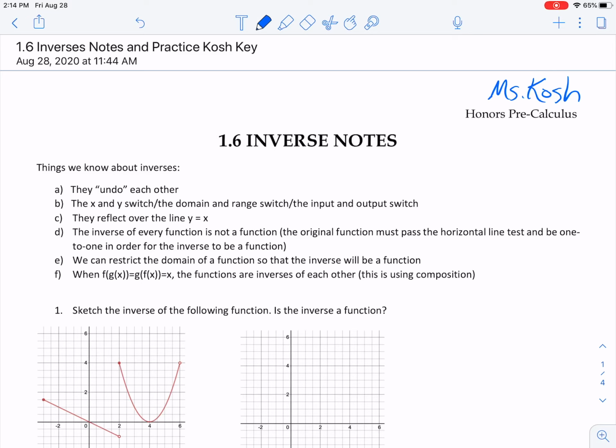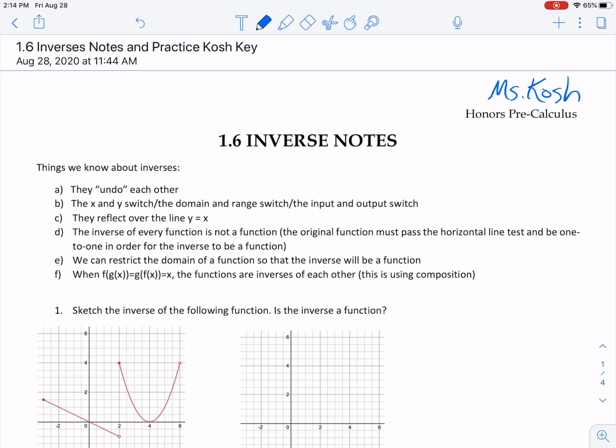All right, pre-cal, we are going to work through these notes on inverse functions. So a few things, I expect you to be somewhat familiar with inverses from Algebra 2, but I'm going to teach it like you've never seen it, just a little bit faster. So first of all, inverse functions undo each other. One inverse function will undo the other one.